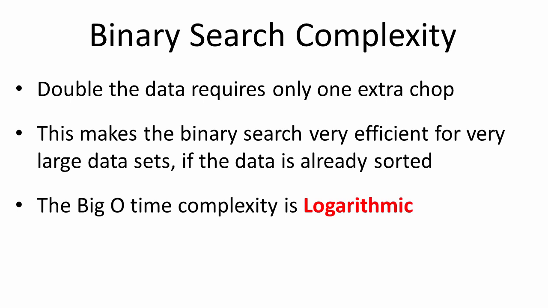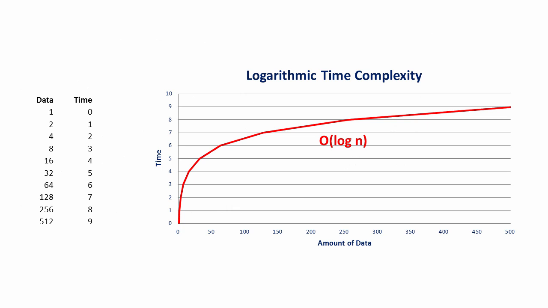The big O time complexity then is logarithmic, and we write O brackets log n. And what we're seeing here then is the classic chart for any algorithm which has logarithmic time complexity.